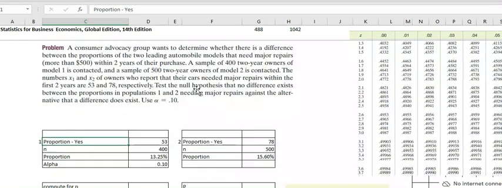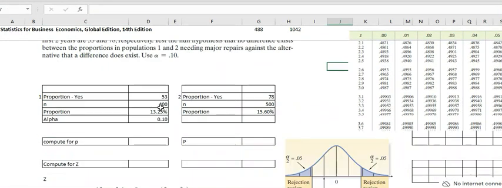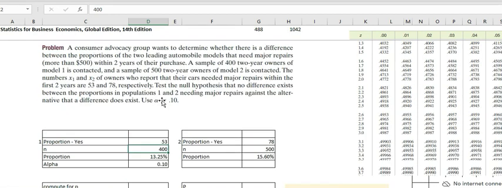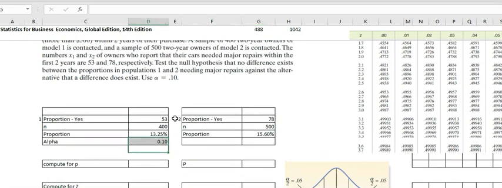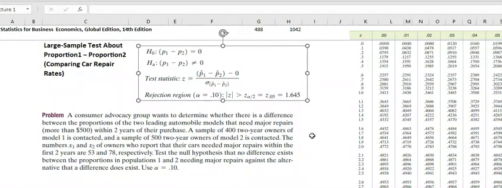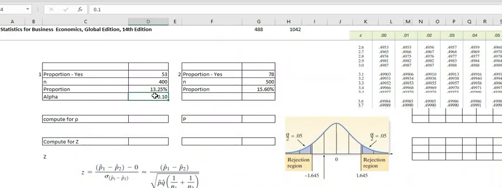This is the given data. For group 1 we have 400 owners of the model, and for group 2 we have 500 owners of the model. The proportion that said yes means it needed major repairs, and here we have 78. Now we will compare if there is a difference between the two groups. So this is the test, and we will use an alpha of 0.05.